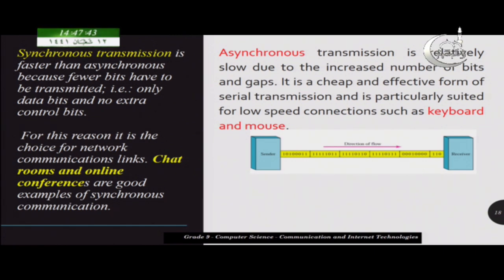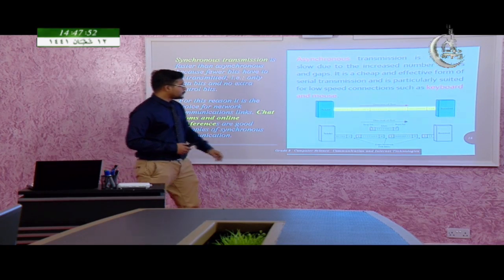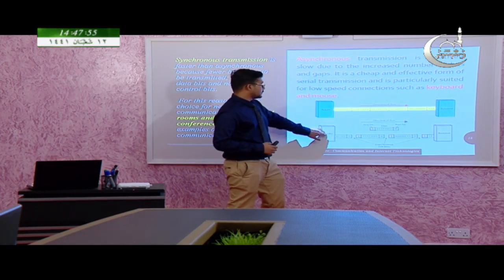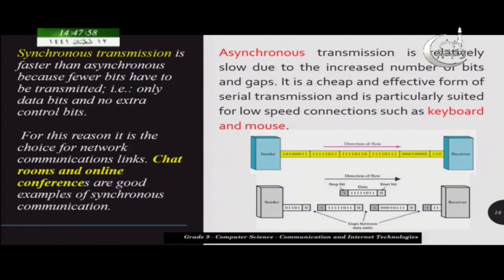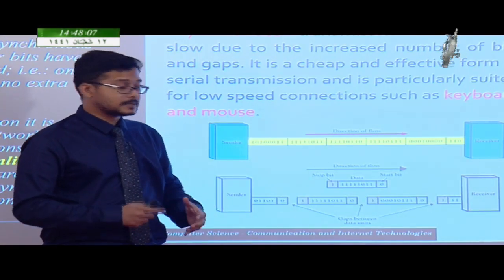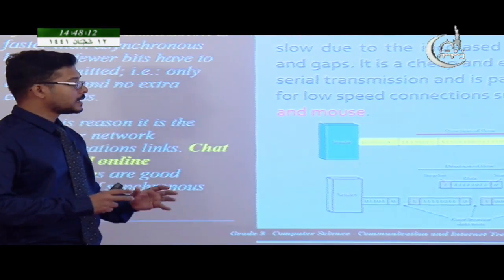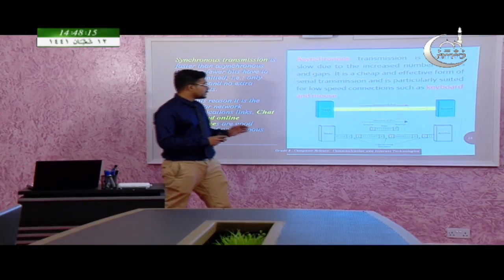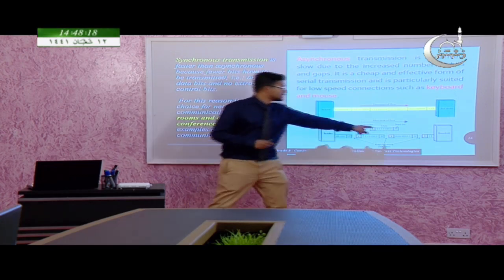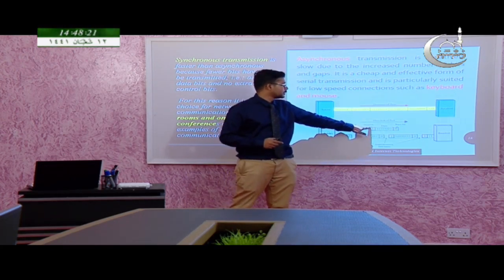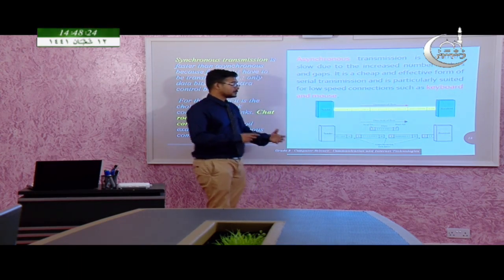So here is an example for synchronous data transmission. The connection will be always maintained. And here is an example for asynchronous data transmission, where we will be sending a starting bit and we will be sending a stopping bit. The starting bit and stopping bit of asynchronous data transmission are also known as control bits. Whenever we start sending data, we go with the starting bit, and when we stop sending the data, we go with the stop bit. Both together are known as control bits.